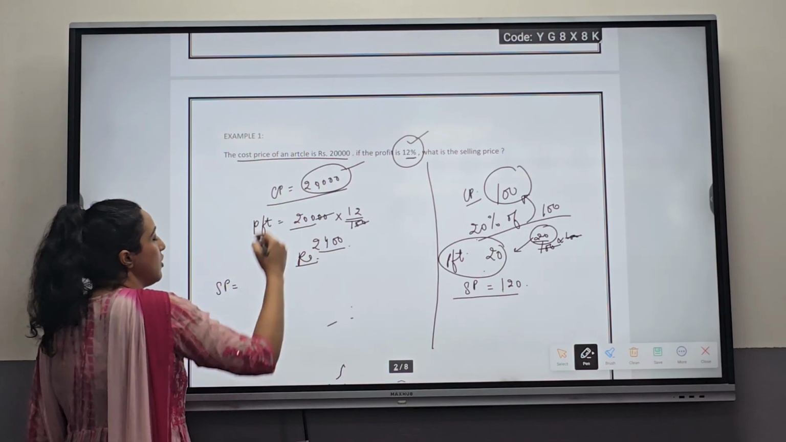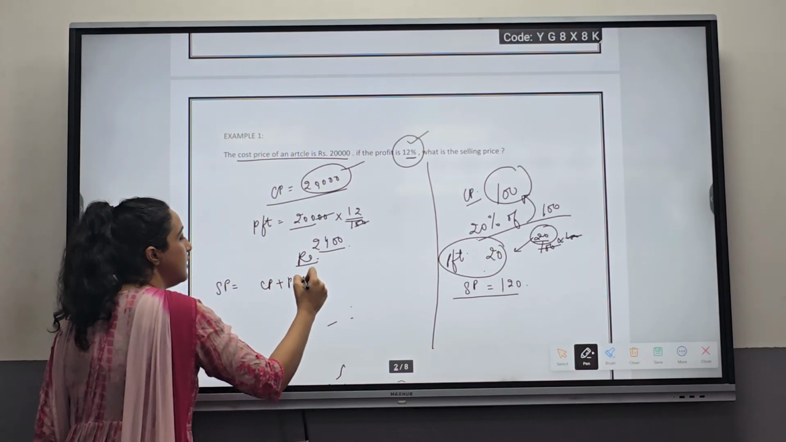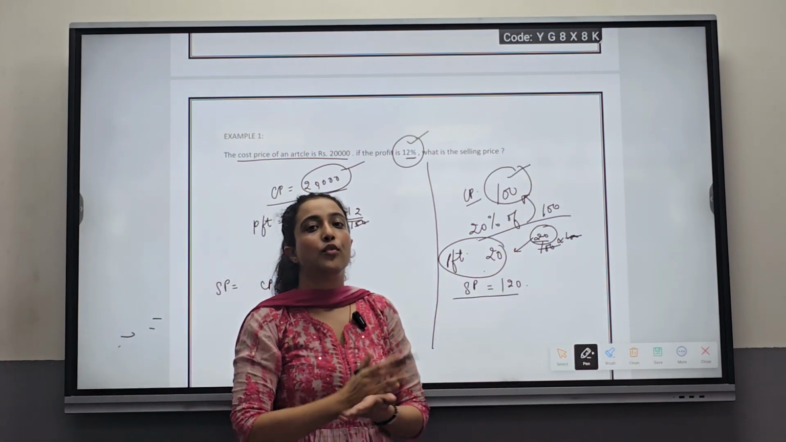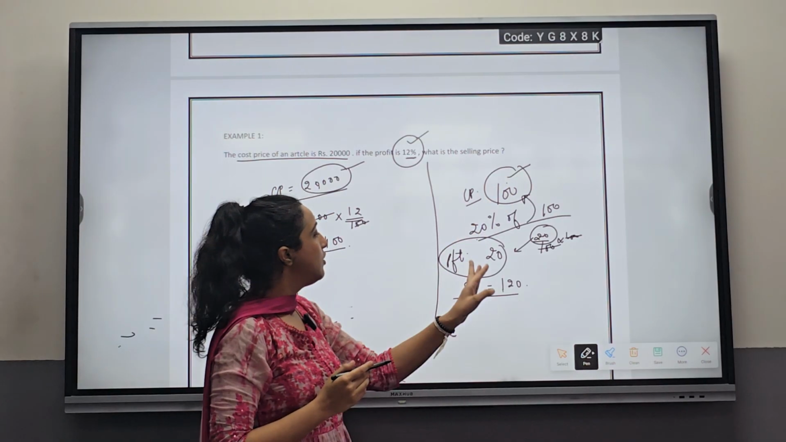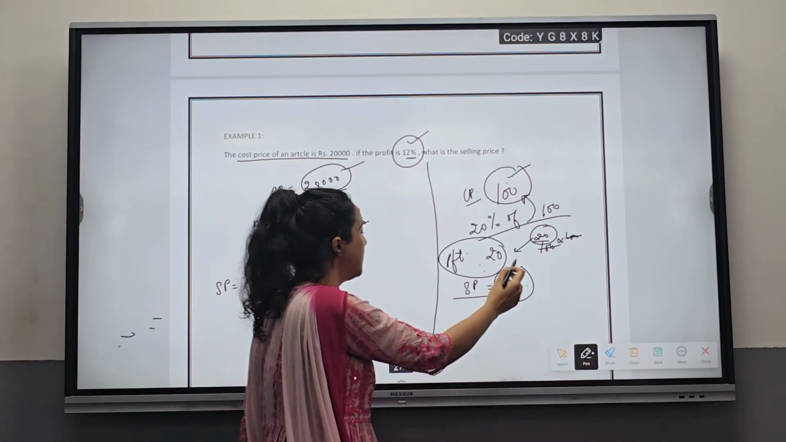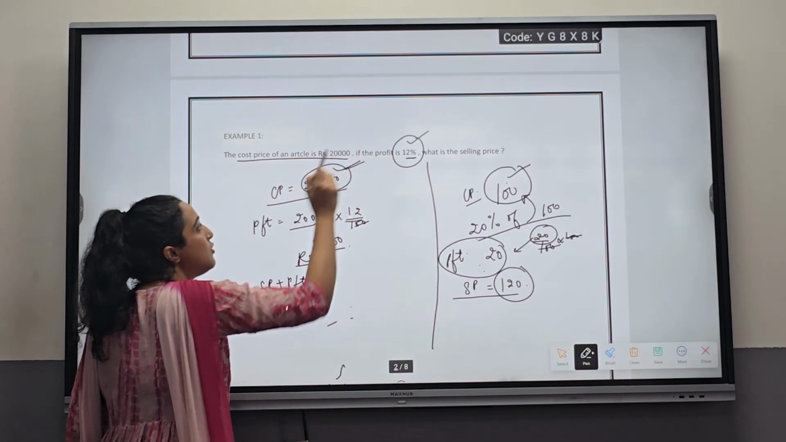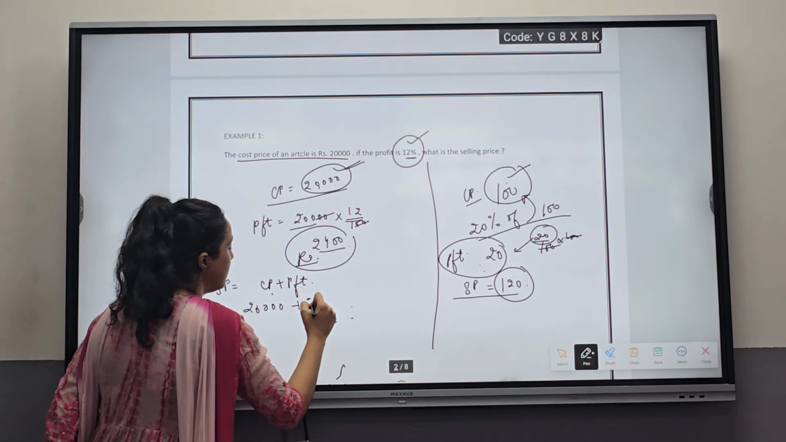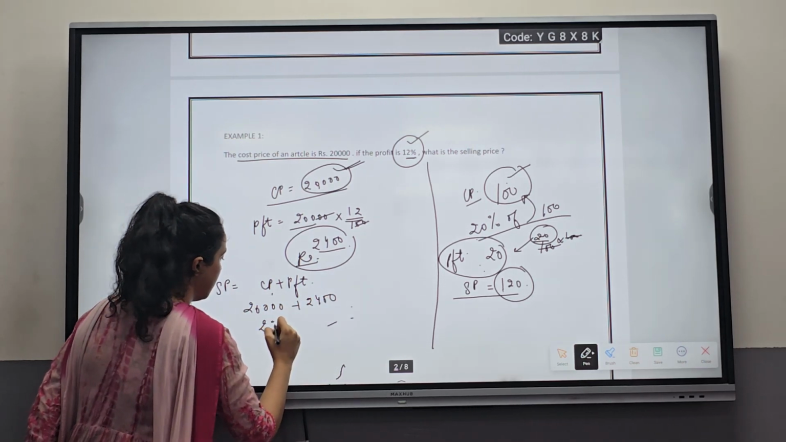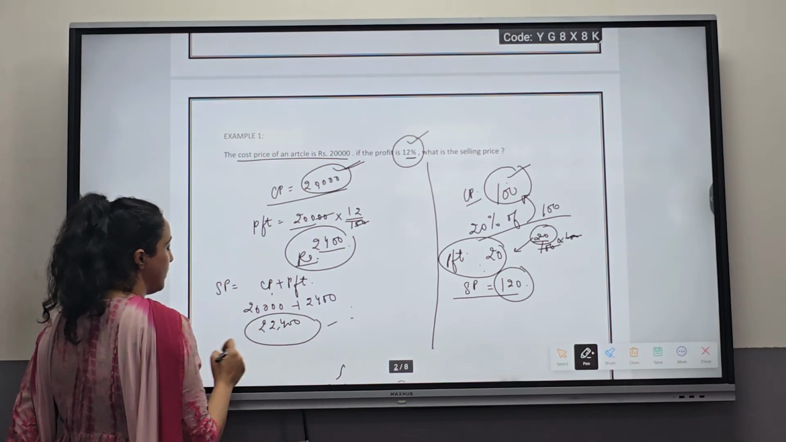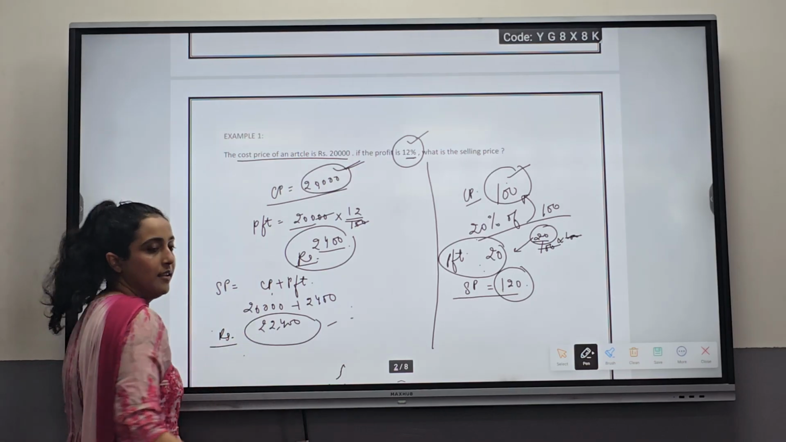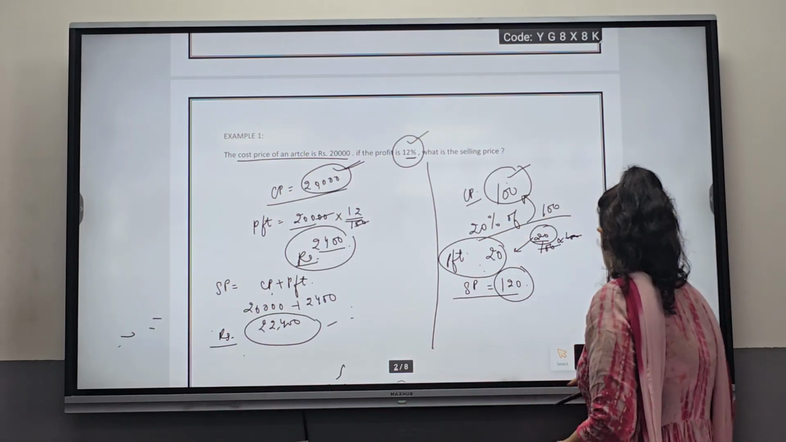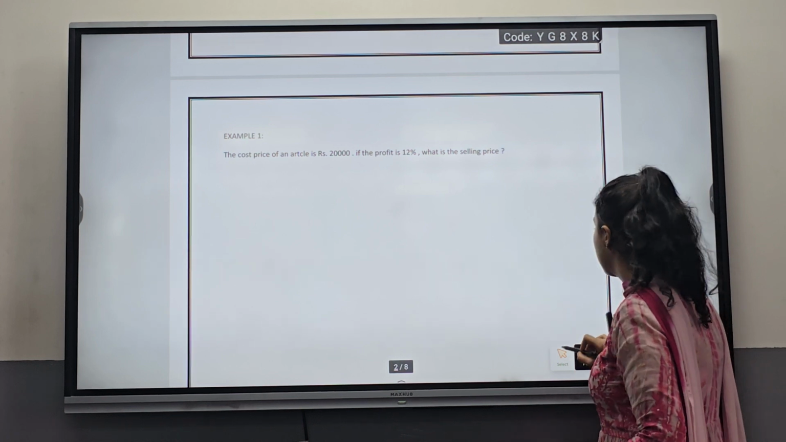Selling price will be what? Cost price plus your profit. Right? Like we did in this example, the cost price was 100. You want a 20% profit, so you will add 20 to it. You will get a selling price of 120. Similarly here, cost price is 20,000. Profit is 2,400. So 20,000 plus 2,400, you will get 22,400. This will be your selling price. Right? I hope this much is clear to you. So now, let's move on to the next one.